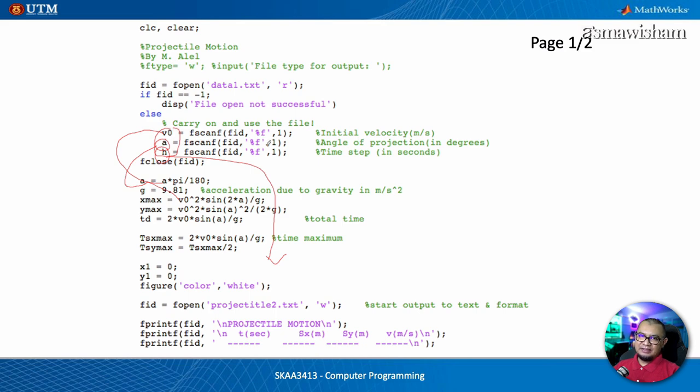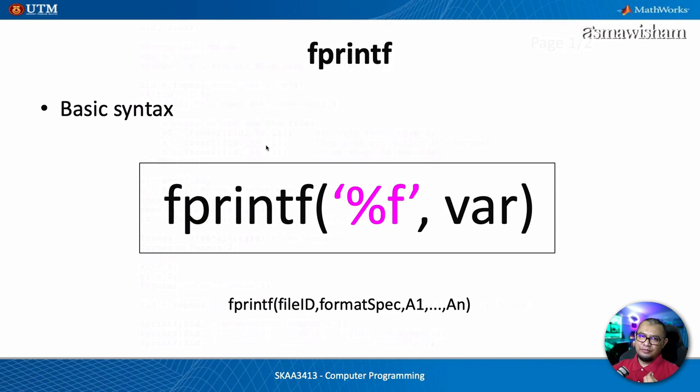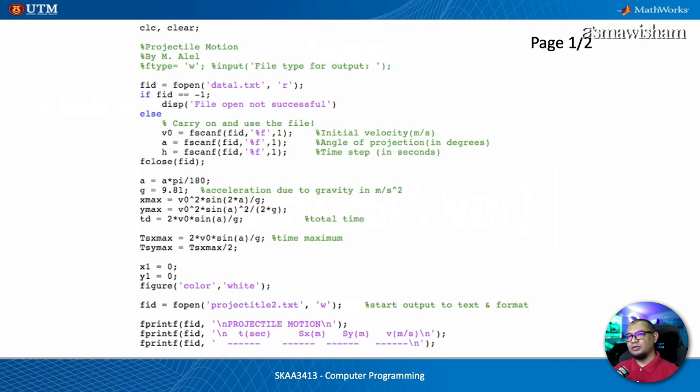This input data is equivalent to some variables. It's quite easy. You have just this one only. Ignore this first. So what happens is this set of read data: we read the first value, the second value, and the third value.